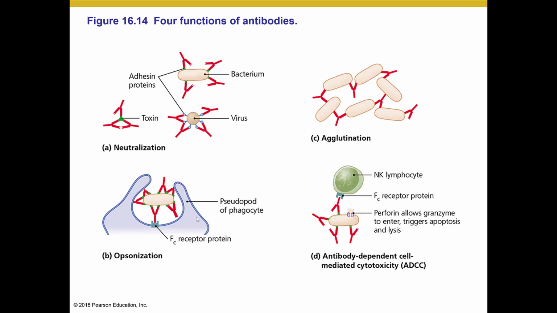So neutralization. Let's say the antigen is a bacterial toxin. Well, the antibodies that are going to be made in response are designed to bind to the toxin. So if they can bind to the toxin, they can help neutralize that toxin. Maybe they can neutralize the bacteria if the antigen is on the surface of the bacteria.